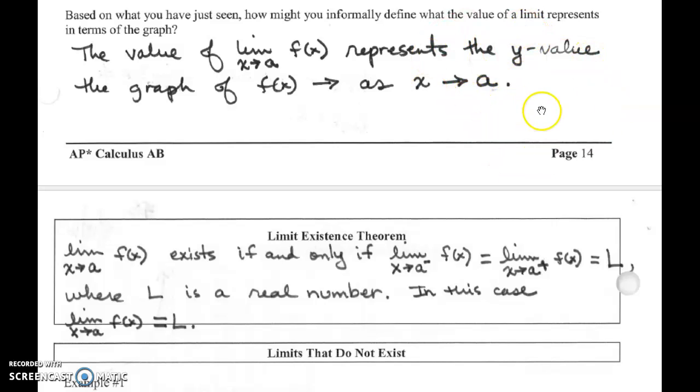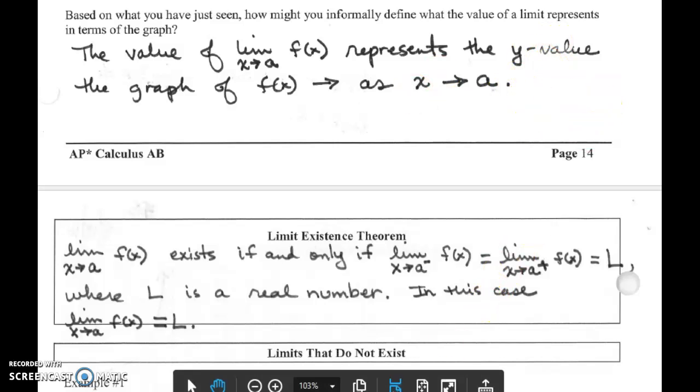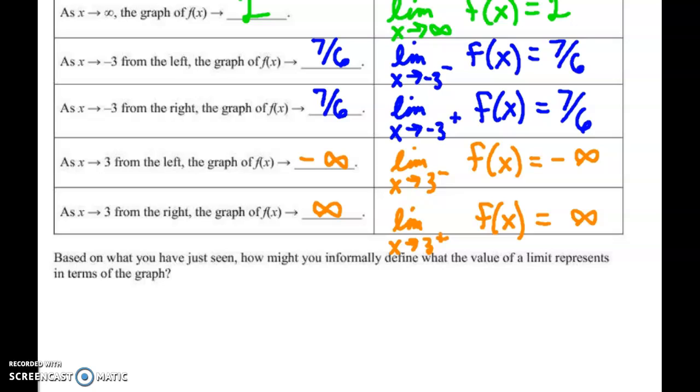Now this is the author's writing and how he represents it. So something along those lines. And try to use your own words, otherwise you can write what I do. So basically the value of the limit represents, in terms of the graph, it's more or less the y.